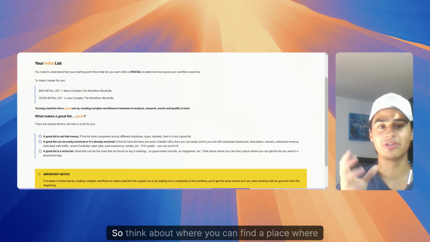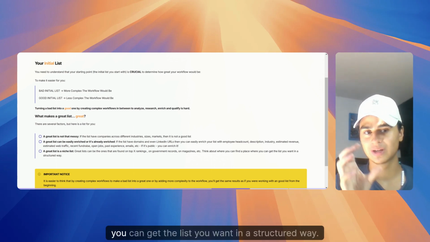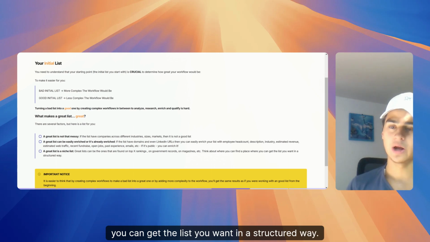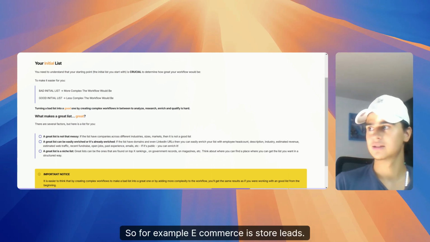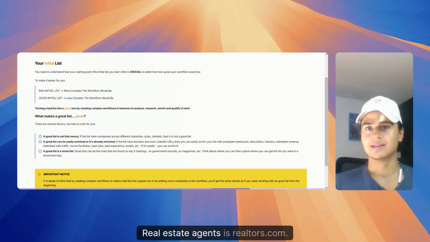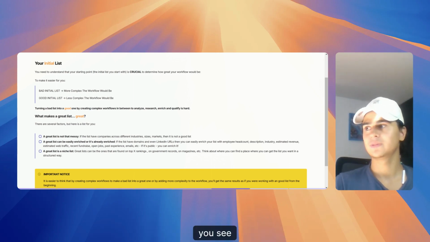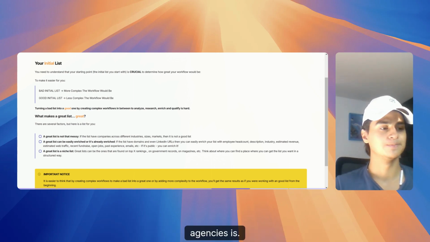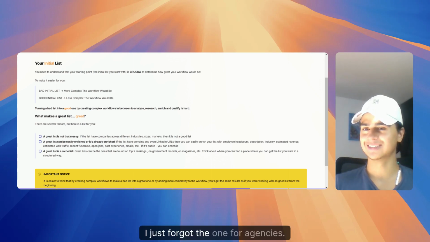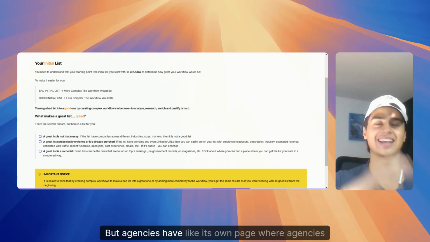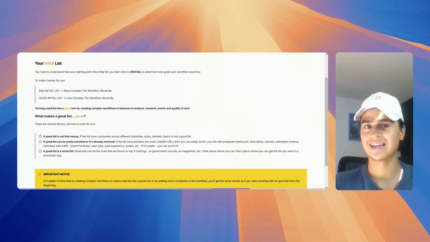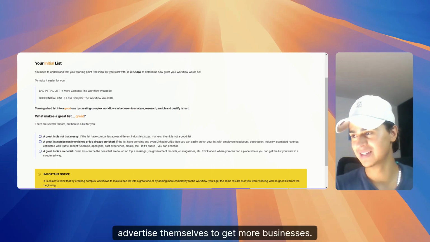You name it, right? So think about where you can find a place where you can get the leads you want in a structured way. So, for example, e-commerce is store leads. Real estate agents is realtors.com. You see, agencies is... I just forgot the one for agencies. But agencies have their own page where agencies advertise themselves to get more businesses.